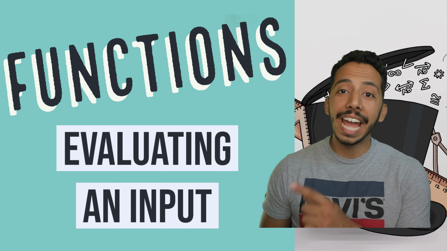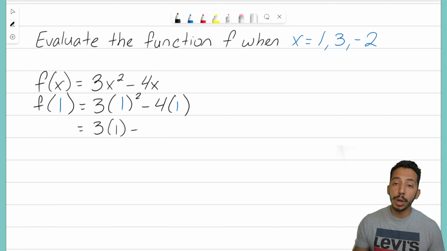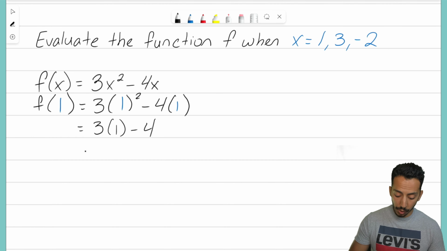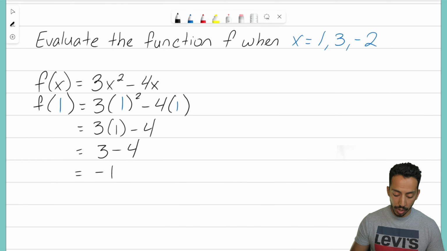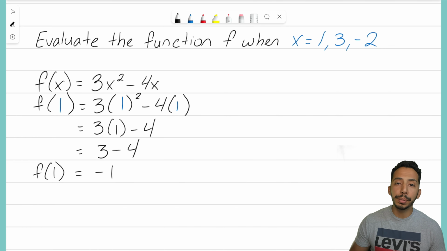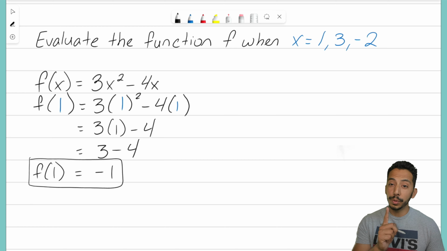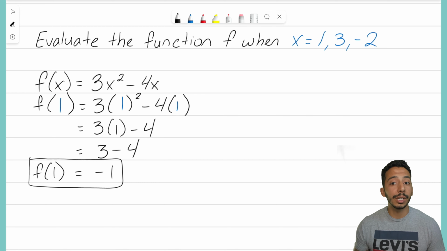Now all we have to do is simplify this expression and figure out what we end up with. Let's solve this out. Remember order of operations: 1 squared is going to be 1. So I can write this as 3 times 1 minus, well, 4 times 1 is just 4. We're getting really close now. 3 times 1 gives me 3, and 3 take away 4 ends up equaling negative 1. So negative 1 is the output when our input is 1. That is our final answer. Always remember to box those answers. That's how you evaluate the function f of x when x equals 1.